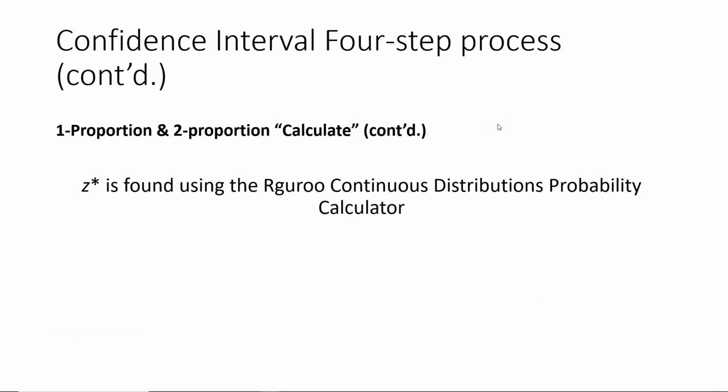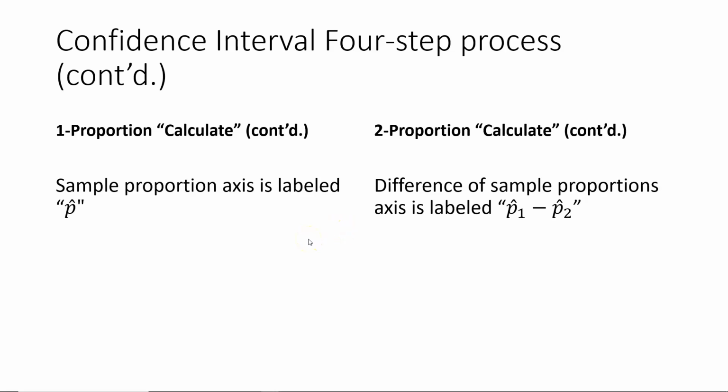Continuing to compare one proportion and two proportion calculate steps, we notice that z* is found for both of those using the RGuru continuous distributions probability calculator. And then lastly, in comparing the two, we notice that for the one proportion calculate step, when we construct a confidence interval, the sample proportion axis is labeled as p hat. And for the two proportion calculate step, we notice that the difference of sample proportions axis is labeled as p1 hat minus p2 hat.